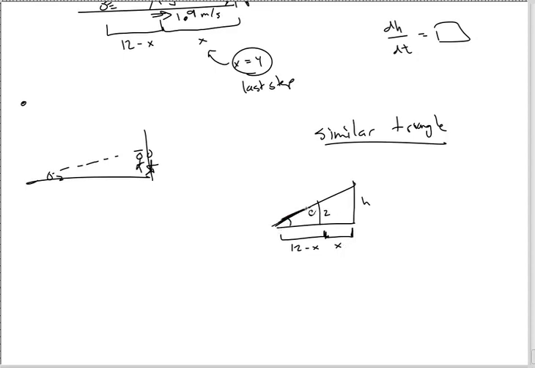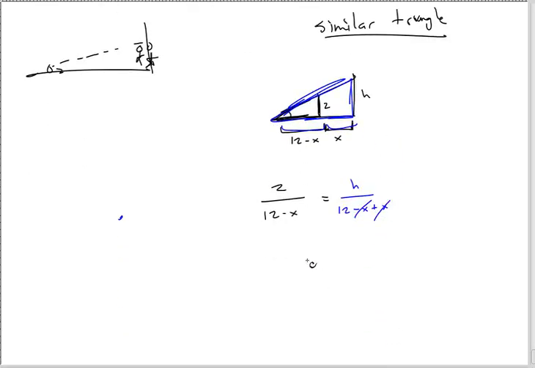So this triangle here, the smaller one, would then be 2 is to 12 minus x as, and now I'm going to do the bigger triangle, as h is to 12 minus x plus x. So like this one and this one to make a full distance there. Well, one thing, the x's there cancel.